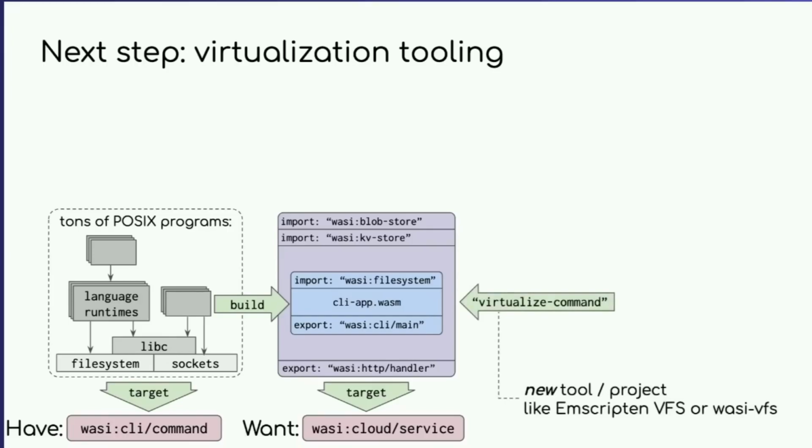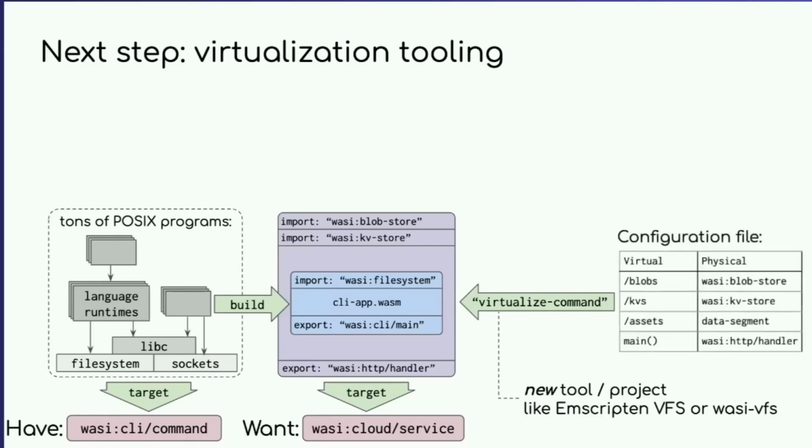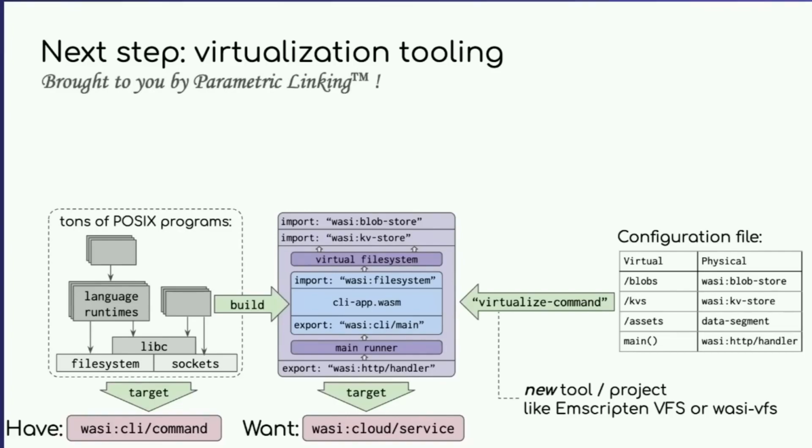Now, it doesn't exist today, but the idea is not new. This is effectively what Emscripten's virtual file system and WASI VFS do today. And its input would be a configuration file that says, how do you want me to virtualize this file system? And I could say things like, well, in the blobs directory, I'd like to mount a blob store. And in the assets directory, I'd like to stick some assets stored as data segments. And virtualize command will then synthesize some adapter modules that will be linked with my original components to implement the cloud service world. And all of this is linked together using that parametric linking feature that I talked about earlier.